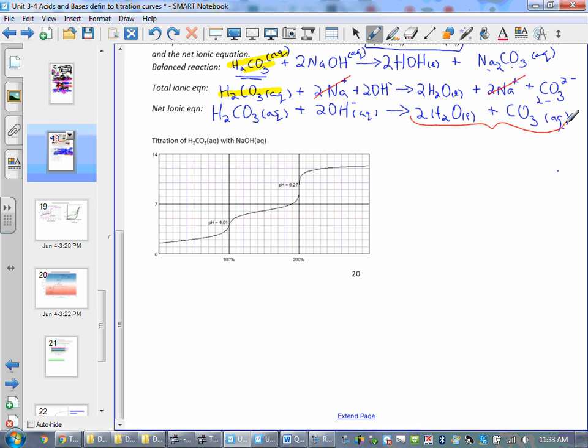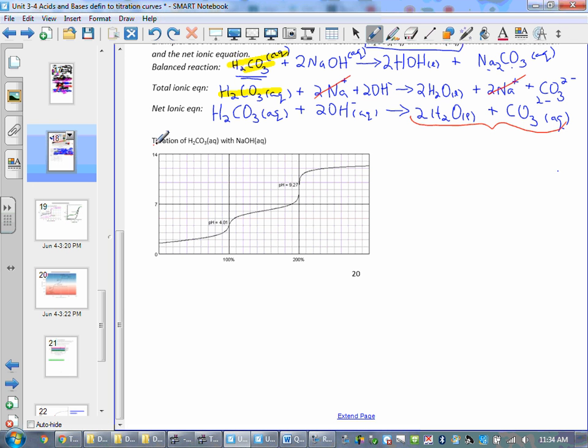Choosing acid-base indicators. This graph is on the next page for you guys. Okay, so before you turn to the next page, let's talk about the pH of our reaction when it's all done. We're not looking at the graph yet. Not quite yet.